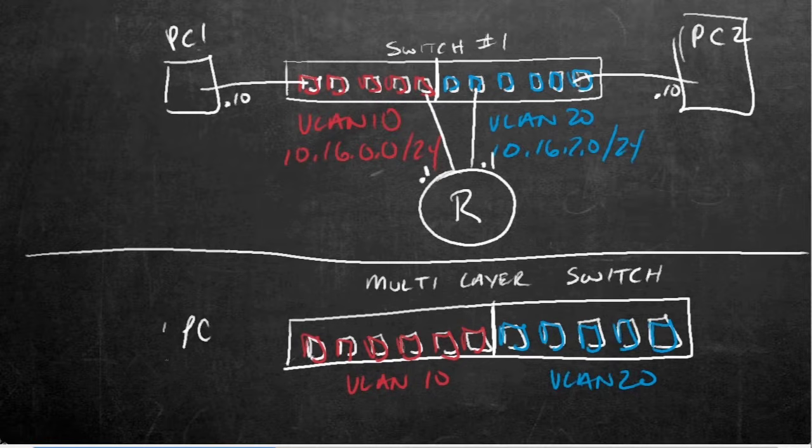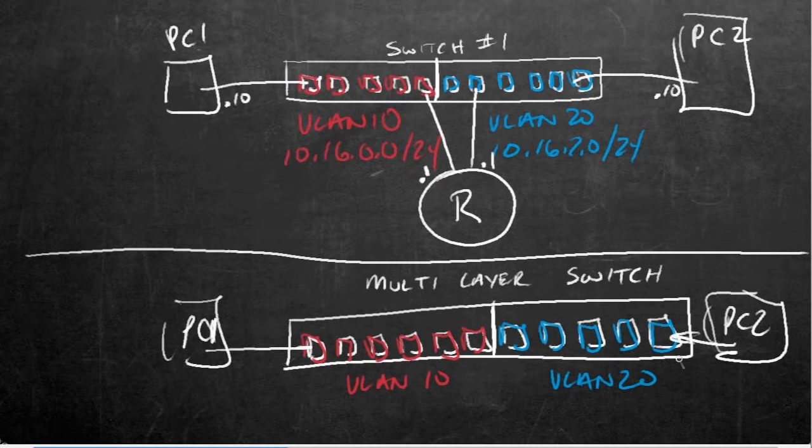We still have our PCs that are attached, PC1 over here attached to the VLAN 10, and PC2 attached over to the VLAN 20. And here's the magic for the routing function. Instead of having a physical external separate router, what they do with a multi-layer switch is they build in a logical router into this physical switch. So I'm going to draw this logical router with dots right here. Sort of like a phantom router.